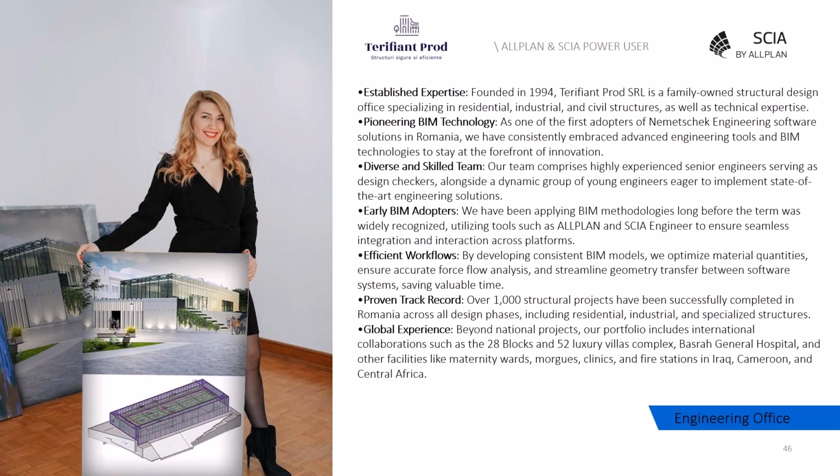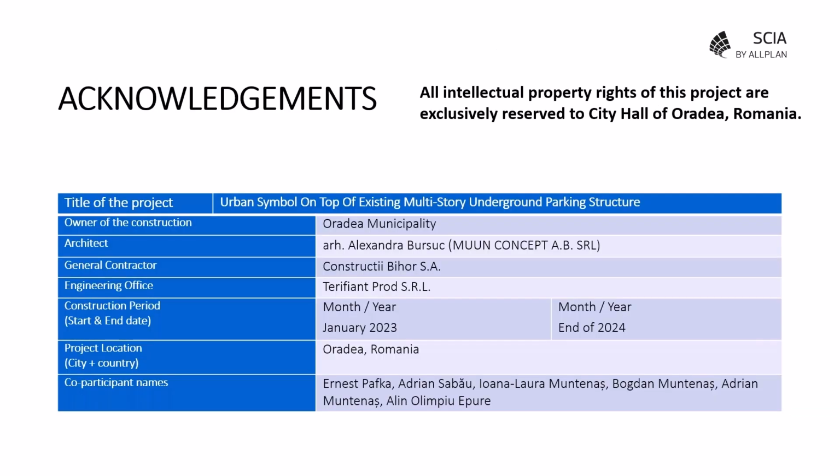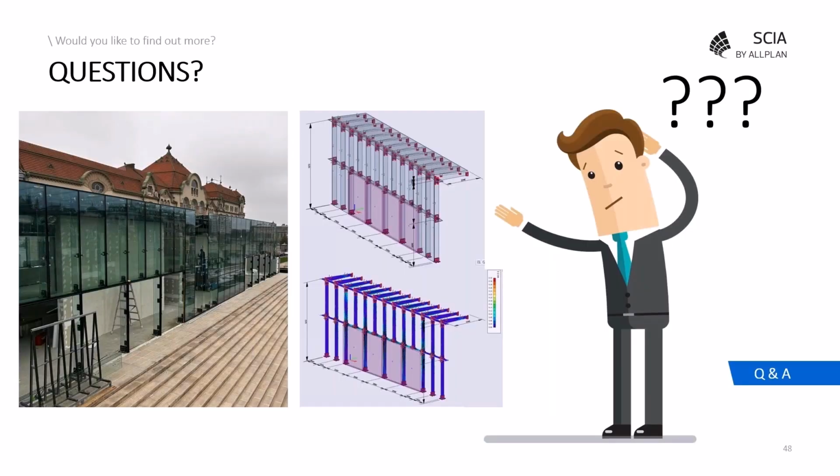This is the daughter of Mr. Adrian Muntenaș. She's Ioana Muntenaș, and she was the engineer who made the calculation. The project was delivered to Oradea municipality. These are the building owner. The main architect was Alexandra Buxuc, and the contractor was Construcții Bihoresa. It's a big contractor from the area. It took some time to build it, but I think the end result was very nice.